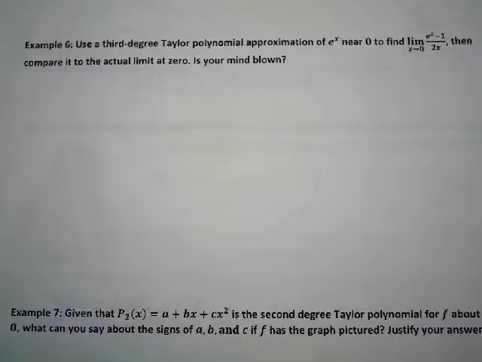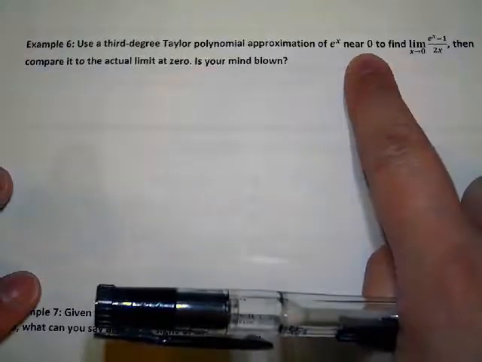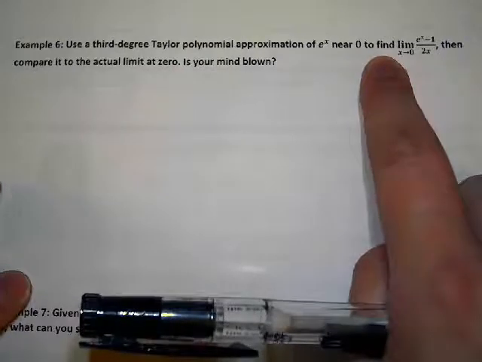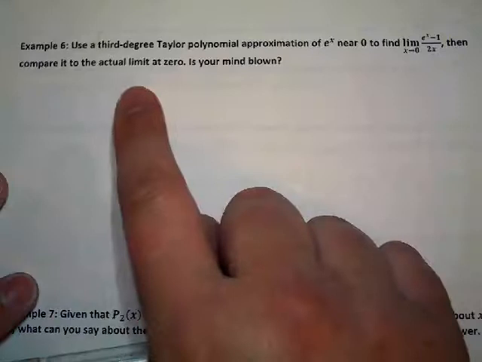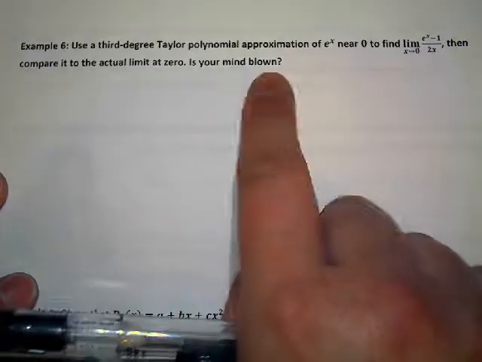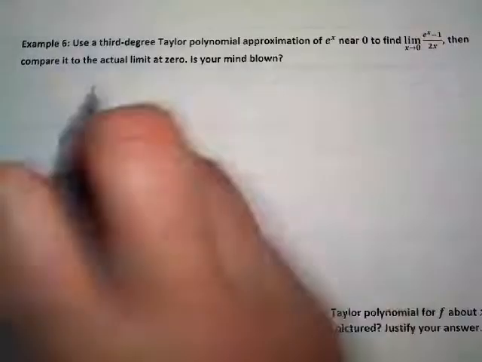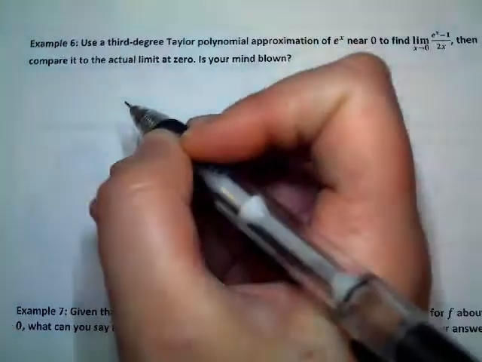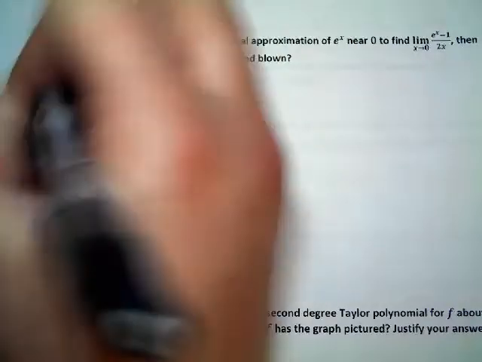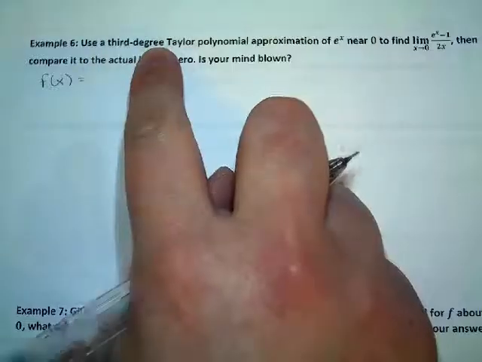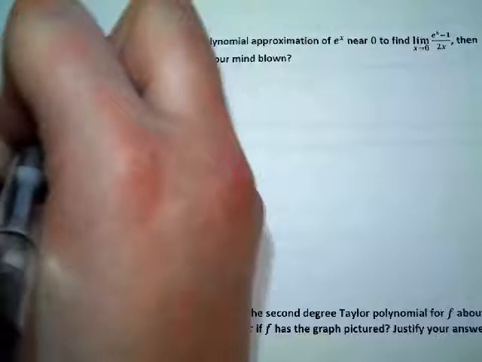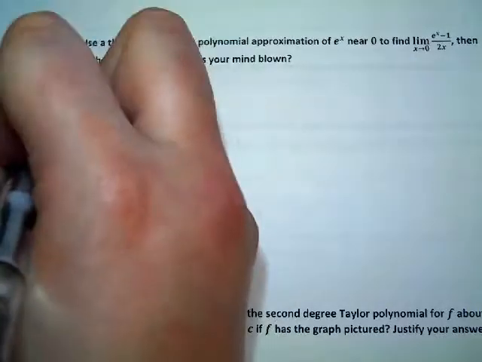All right, so it says use a third degree Taylor polynomial approximation of e to the x near 0, so 0 is what we're evaluating it at, to find the limit of (e to the x minus 1) over 2x, and then compare it to the actual limit at 0, and then answer if your mind is blown. Okay, so we're going to write the Taylor polynomial of e to the x near 0, so we're going to find f of x, and they want us to find the third degree Taylor polynomial, which means we have to find the third derivative.